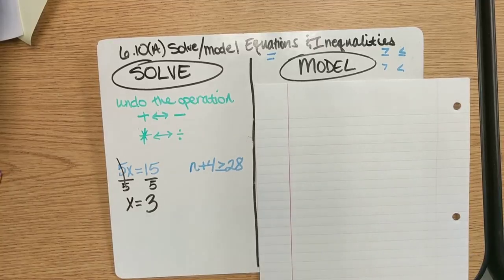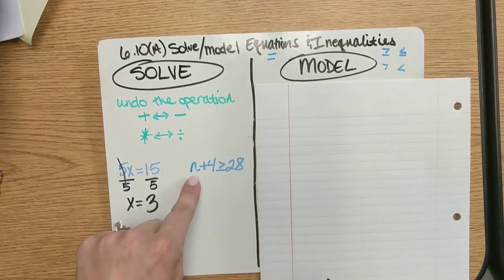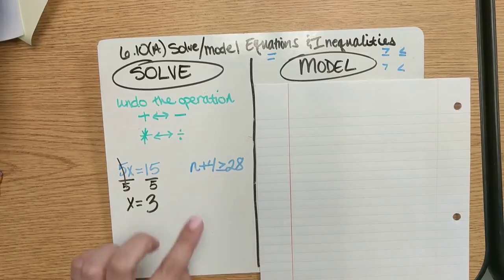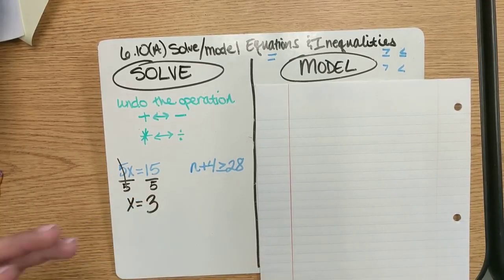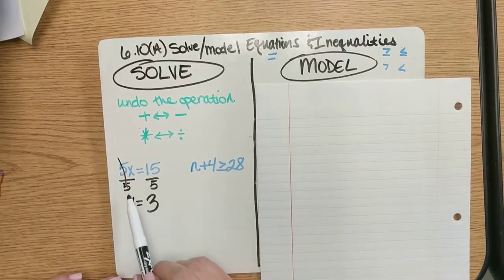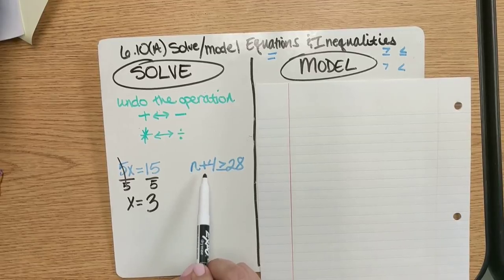If I am given an inequality, let's see what's going on to this variable. I have n plus 4 is greater than or equal to 28. So I'm wanting to know what is the solution set of n. Again, we're just solving it just like equations. We find the variable, we see what's happening to it.